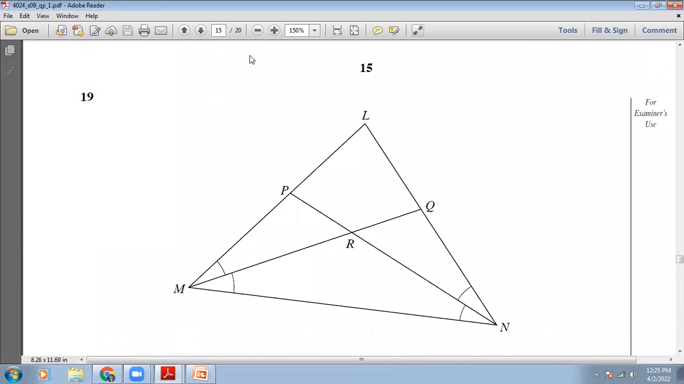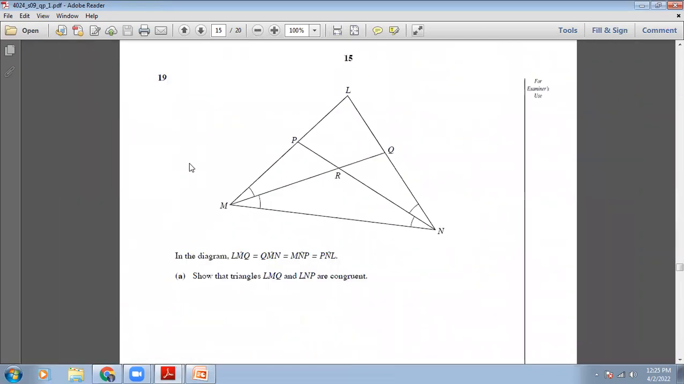Okay, so now we come to this question, and let me show you. It says in the diagram, the angle LMQ, so they are talking about this angle, is equal to angle QMN, this angle, and angle MNP, this angle, and angle PNL, this angle. So this whole angle and this whole angle are the same.